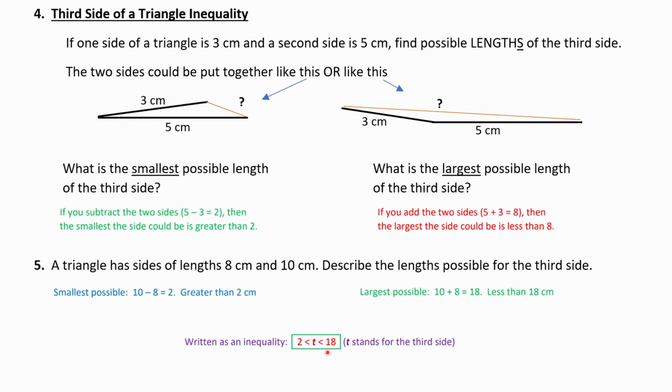So t falls in between 2 and 18 when we write it this way. We could also say t is greater than 2 and t is less than 18, but this is just a little bit faster way to write this. Instead of having to write two inequalities, we can write it as one compound inequality.